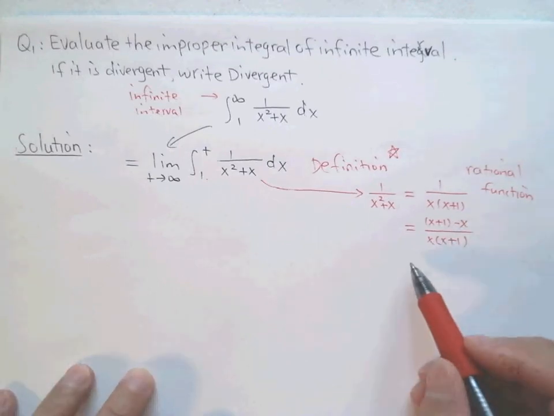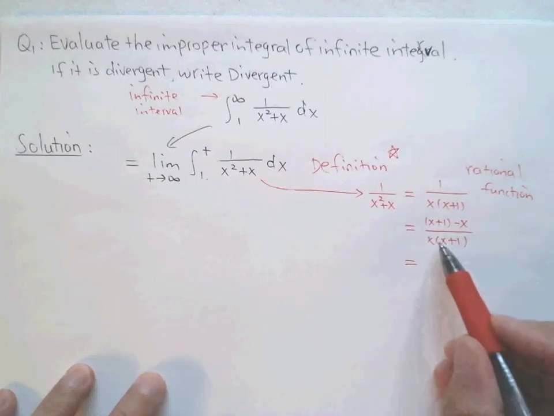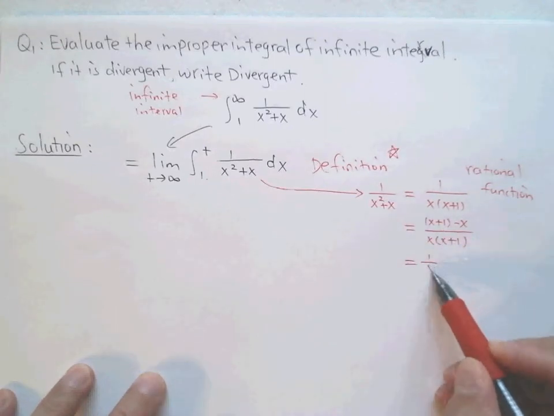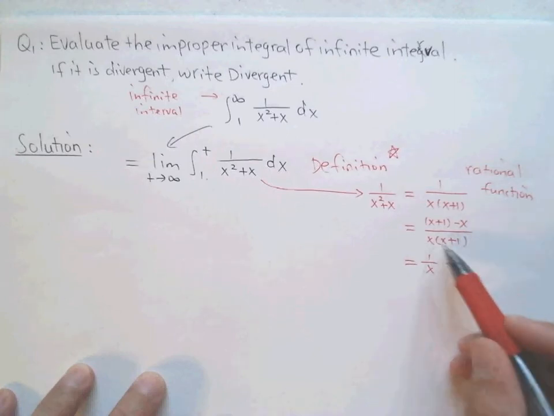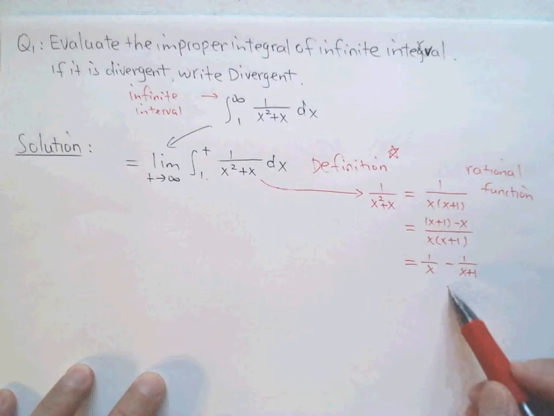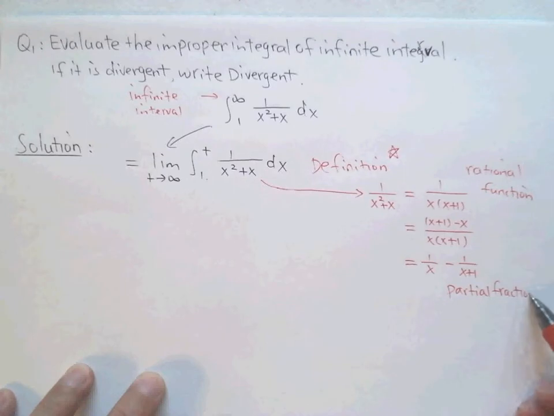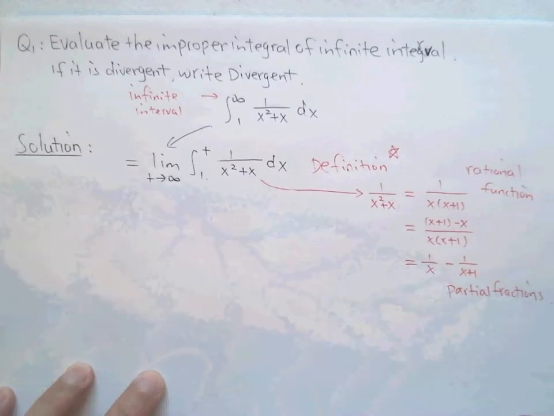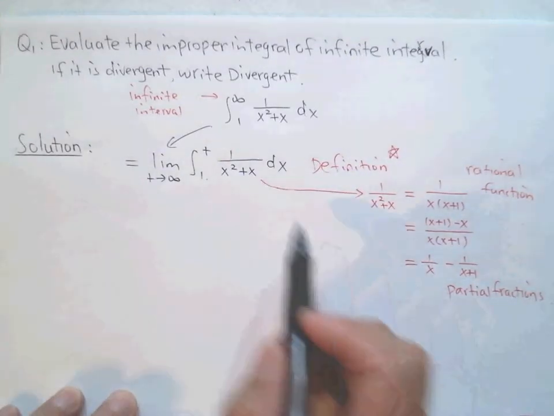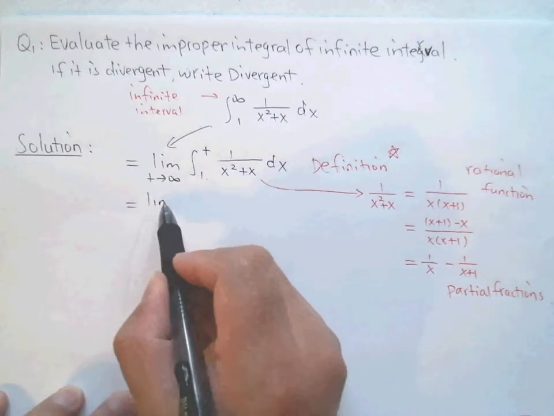Each is one partial fraction. The first one is 1 over x. The second one, we cancel this x, is 1 over x plus 1. Can you see this? This is very easy to find the partial fractions. Now that we have the partial fractions, what do we need to do? Plug this in.